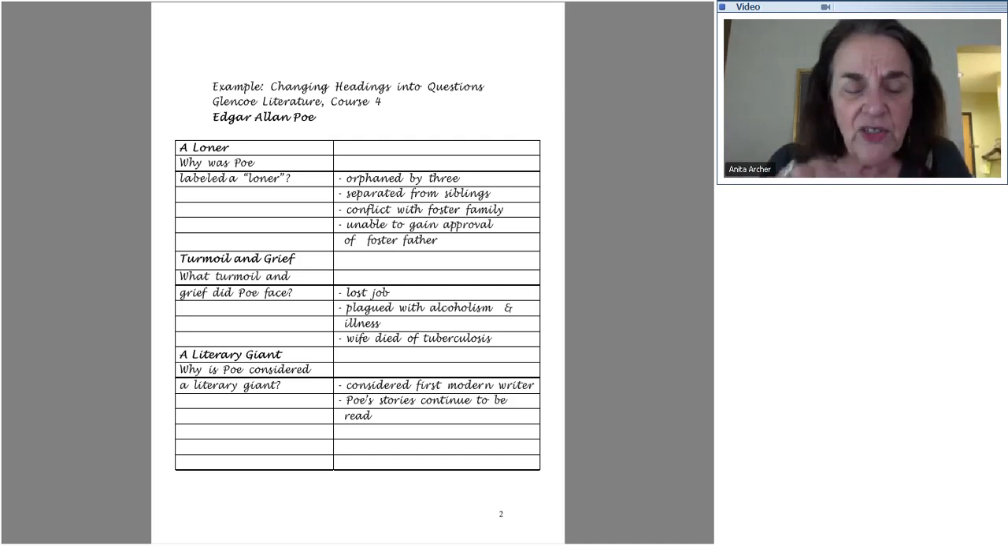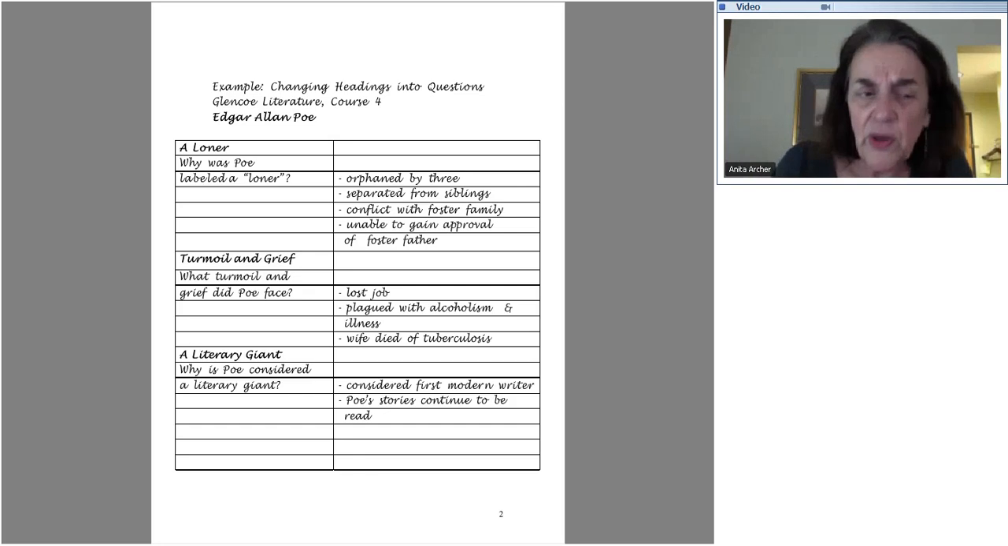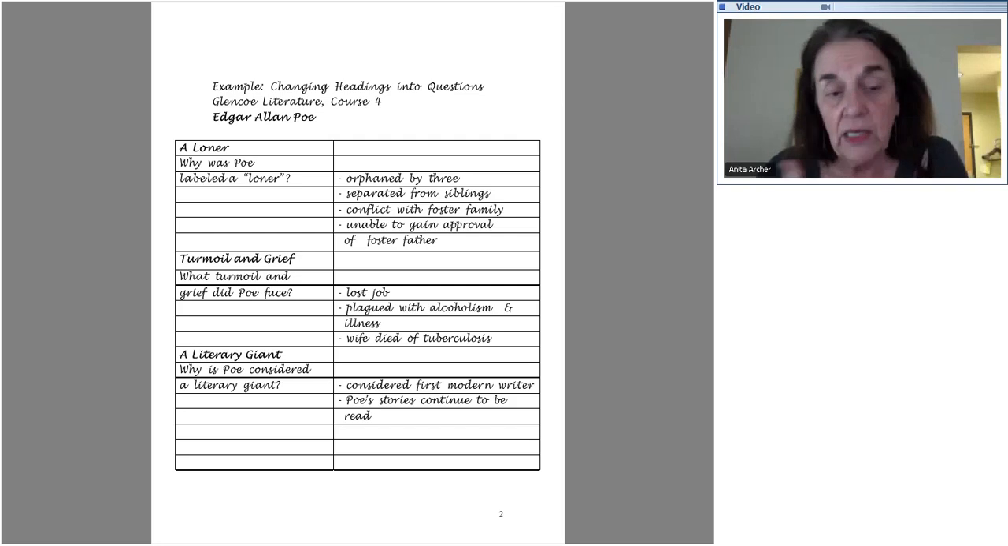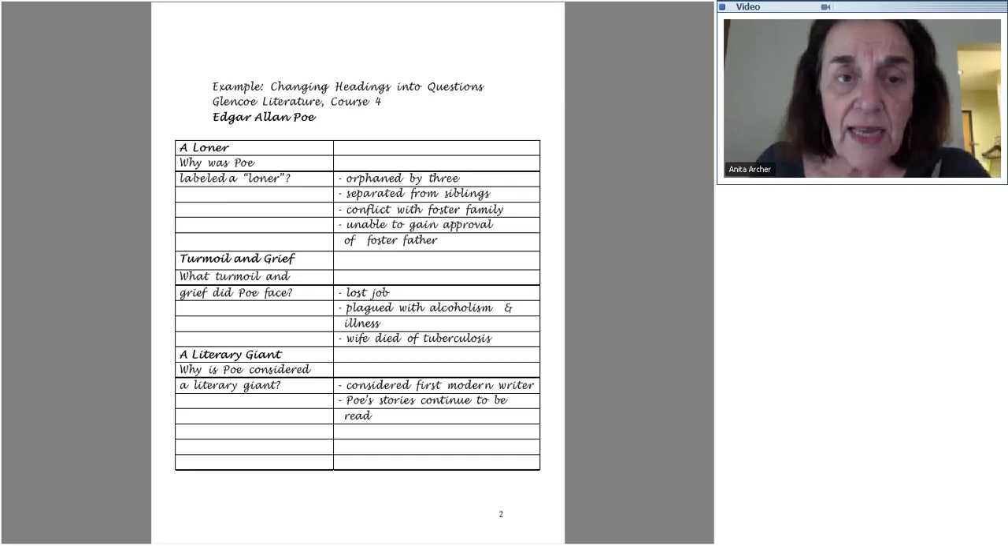Turmoil and grief. See, just taking that and turning it into a question makes you think about it. What turmoil and grief did Poe face? Well, he lost his job. He was an alcoholic. He was ill. His wife died very young. All of that is great grief, accounting for much of the darkness of what he wrote. So don't think that these strategies wouldn't apply to secondary.